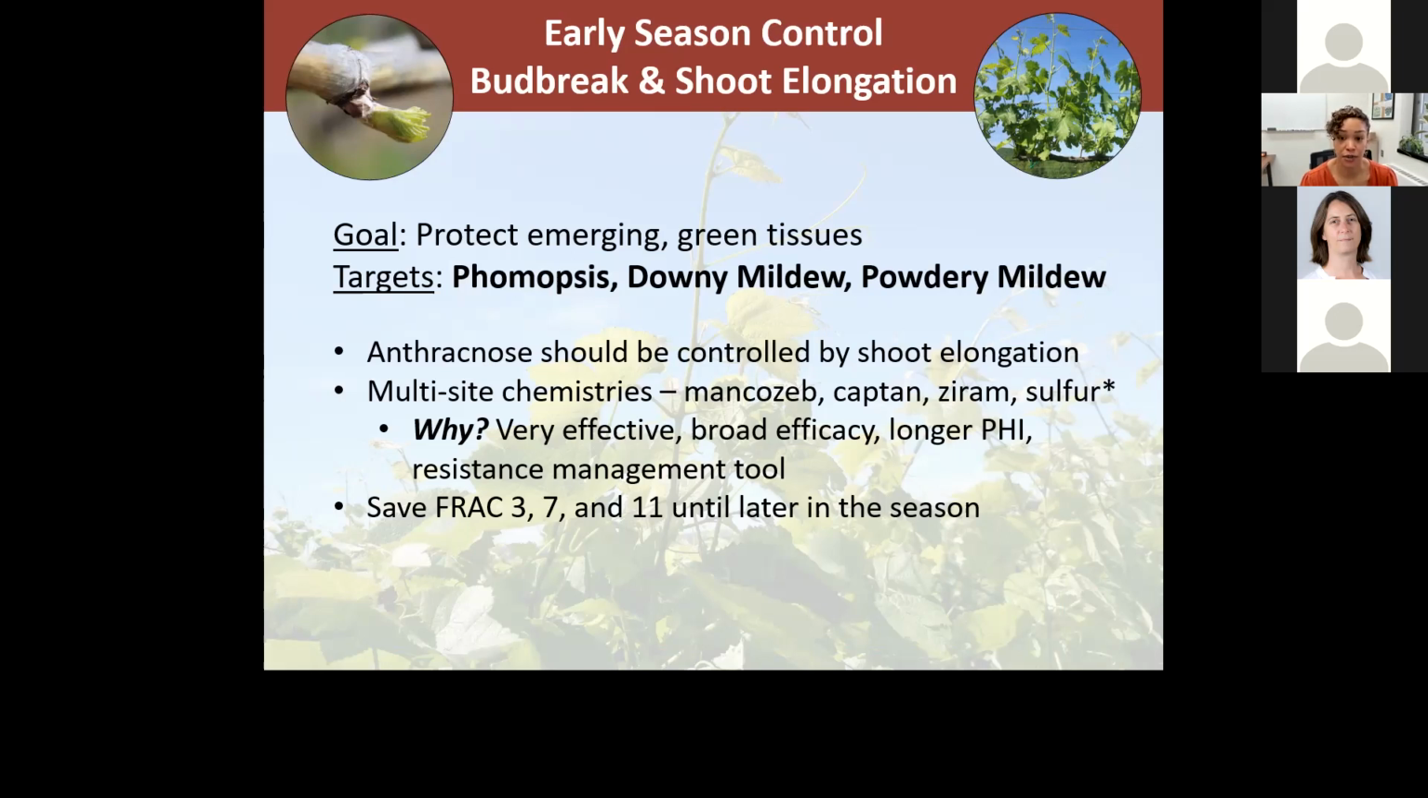This is a great time to use them. They're very effective, have broad efficacy, right? So you could use a Mancozeb and hit a few birds with one stone with that application. And they're a really excellent resistance management tool because they're multi-site and not single-site fungicides. I have that little star by sulfur only to note that sometimes we have varieties that are sensitive to sulfur application, so this is something to keep in mind. You're really going to want to try and save those single-site FRAC 3, 7, and 11s till a little bit later in the season.